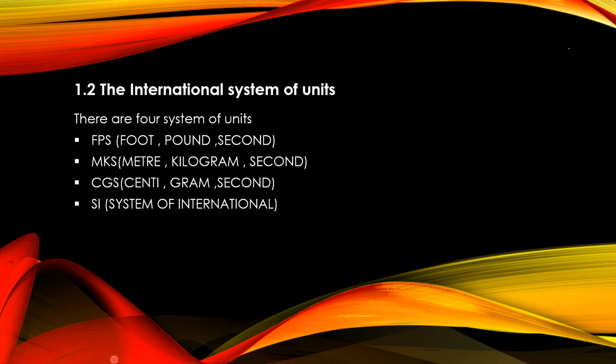First one is FPS: foot, pound, second. It is used for length, that is foot, mass, that is pound, and time, that is second. Example, you can take the height of a person in feet. It is mostly used in countries like the USA.